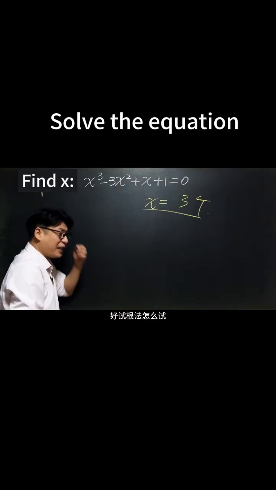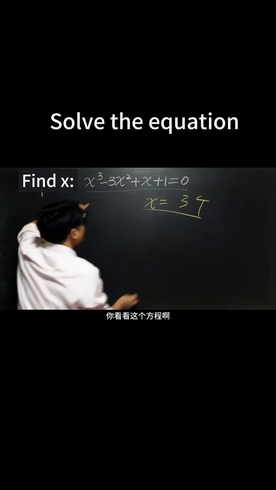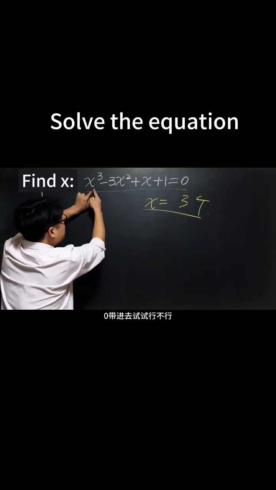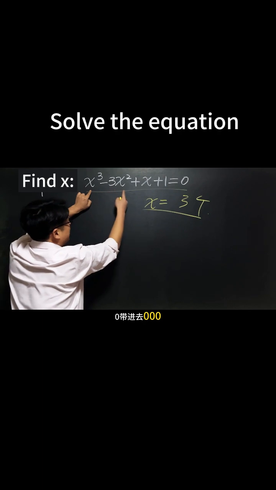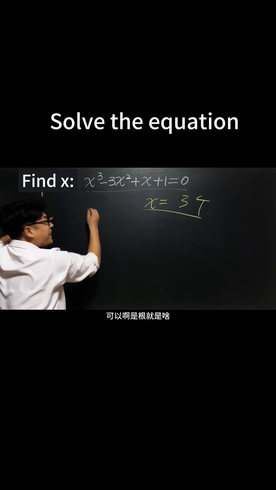The trial root method involves first finding one of the roots. Take a look at this equation. The simplest root to try is 0. Let's substitute 0 in and see if it works. Plugging in 0 gives 0, 0, 0. Doesn't work. How about 1? Try 1. Yes, it works.